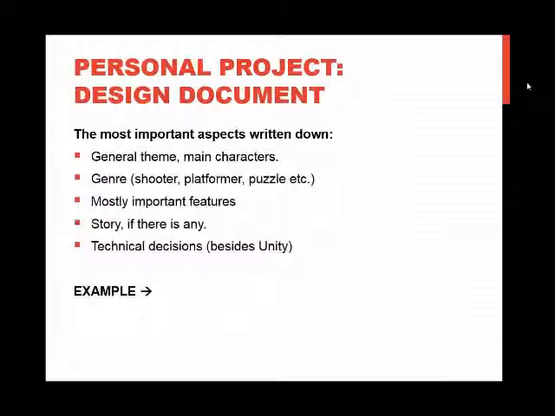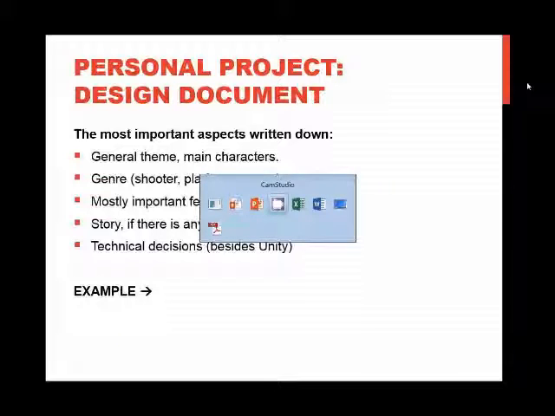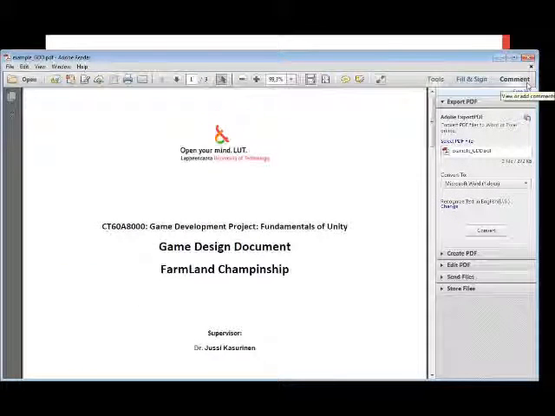So, basically, the design document should write down or document the most important aspects of your work. The list is here: general theme, main characters, genre, features, story, technical decisions, that sort of thing. I know that there's, for example, the fundamentals of software engineering course, ohjelmistotuotanto, which talks about documentation templates and documentation approaches and stuff like that. But for this course, the game design document is something like this.